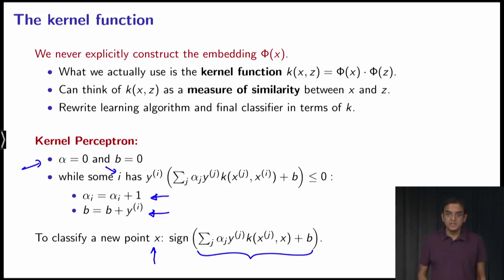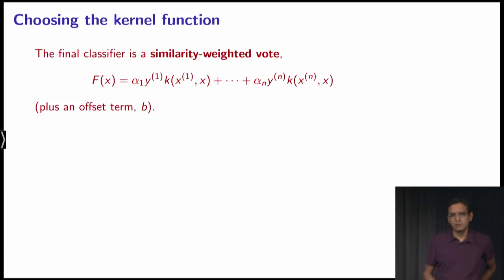So let's look a little bit more closely at this sum over here. What is this weighted sum that we use for classification at the end? It's really some sort of similarity weighted vote. In order to classify a point x, we compute the similarity to the first data point, the similarity to the second data point, all the way to the similarity to the nth data point. And based on these similarity values, we take a weighted vote of the labels of these points.